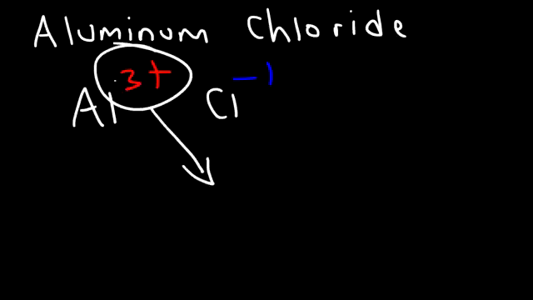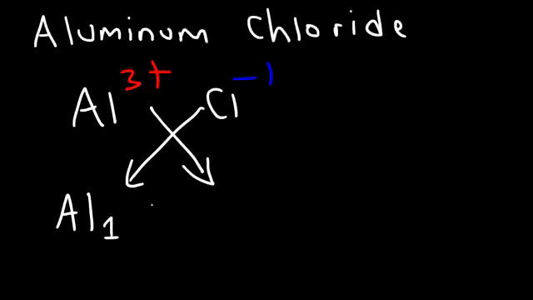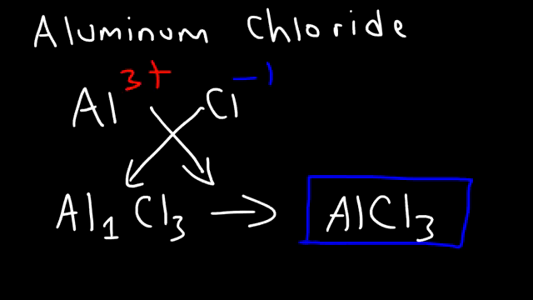So this 3, we're going to write it as a subscript towards the right. And the 1, not including the negative sign, we're going to write it as a subscript to the left. So this is going to be Al1 Cl3. Now there's no point in writing a subscript of a 1. So in this case, we can just omit the 1 and say AlCl3. It turns out that this is the correct chemical formula for aluminum chloride.